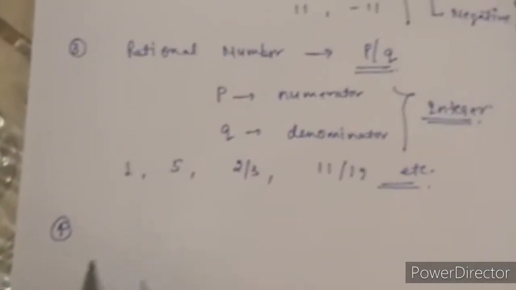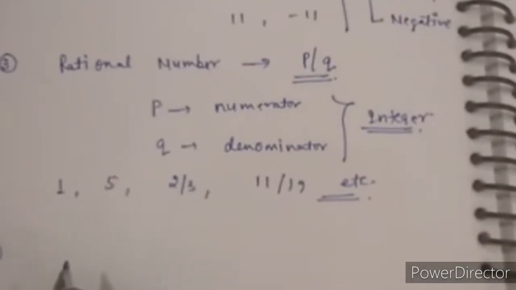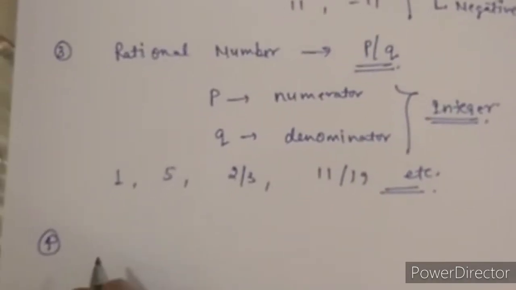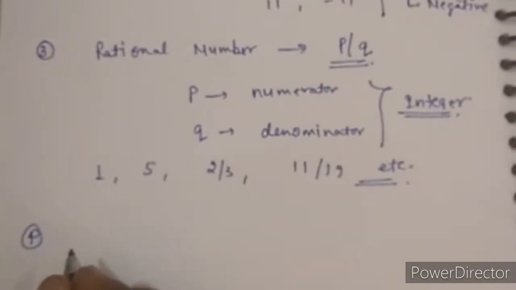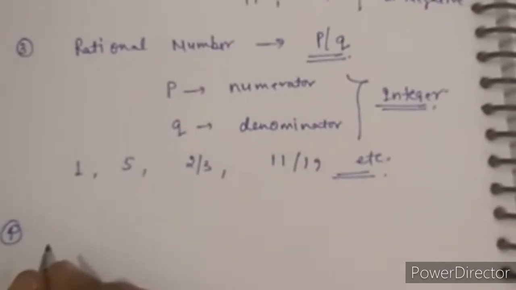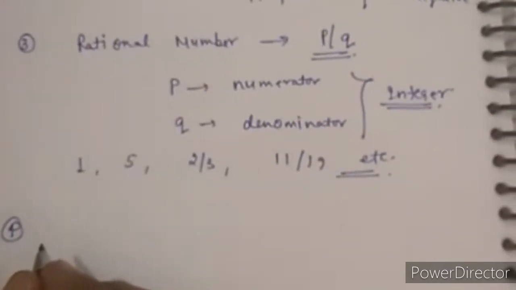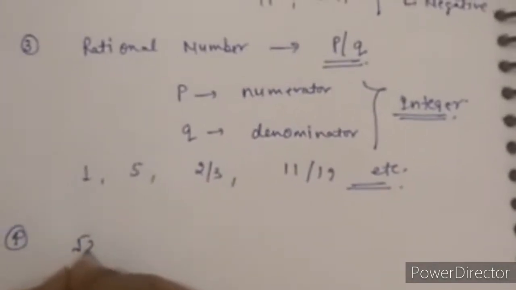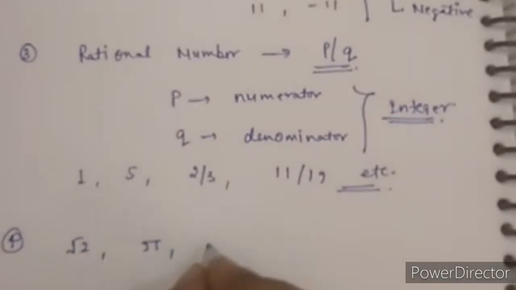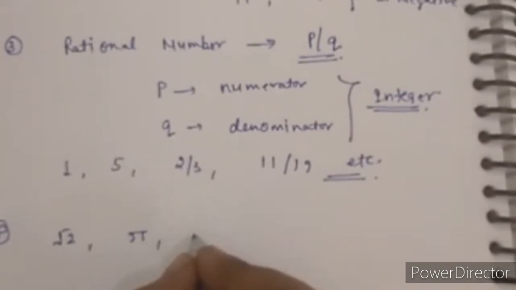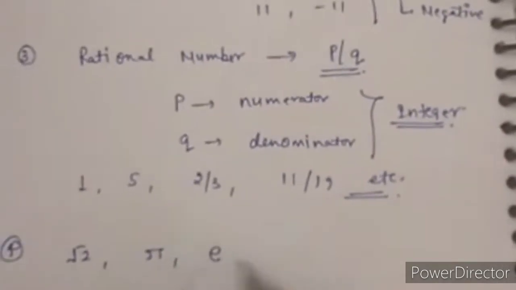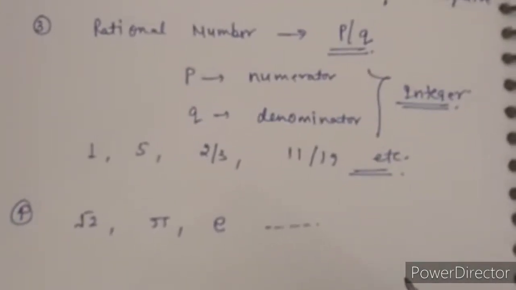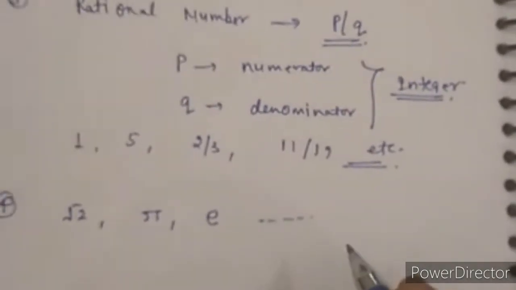Now what are irrational numbers? Any number which cannot be represented in the form of p by q is called an irrational number. Irrational numbers are, for example, root 2, root 3, pi, e, etc. These are called irrational numbers since they cannot be represented in the form of p by q.